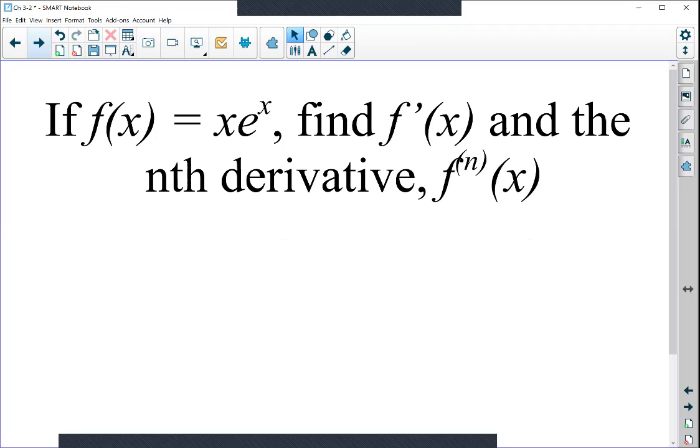All right. So if we have our function f of x defined as x times e to the x, find the first derivative and then find the nth derivative. In other words, find a general formula that we can use for any derivative of x times e to the x.